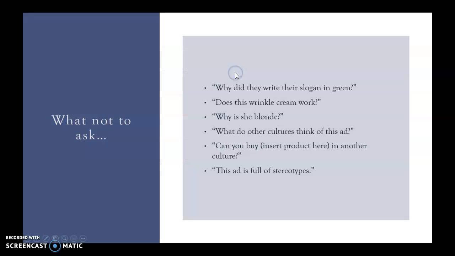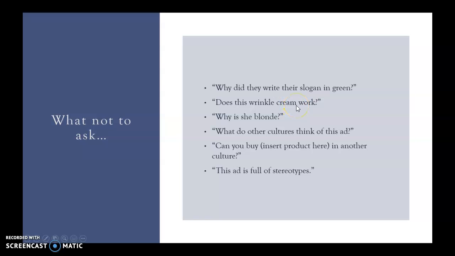So now that we've talked about the kind of questions we can ask, let's shift gears a little and talk about what not to ask and why these questions are not appropriate for this assignment. All of these are actual questions or submissions that I've gotten over the years. The first one, why did they write their slogan in green? Well, regardless of which section you put this into, it's not a question about an individual, it's not a question about a group, and it's not a question about a culture. It's asking about a slogan and a color. So therefore, it is not an appropriate question.